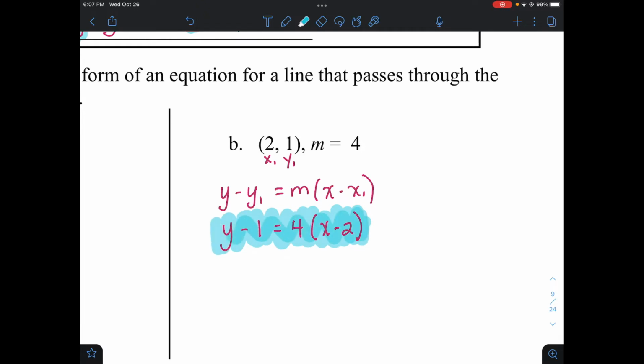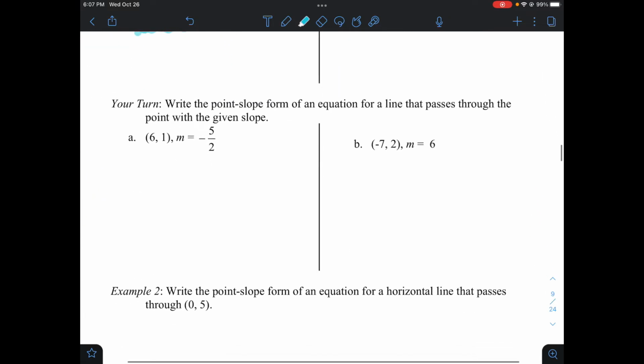All right, so take a moment. Pretty sure there's two your turns. So try each of those and then come back and check your answer. So pause the video, work on your turn A, watch the video, see if you did it the same way, and then pause it, work on your turn B, and do the same thing.